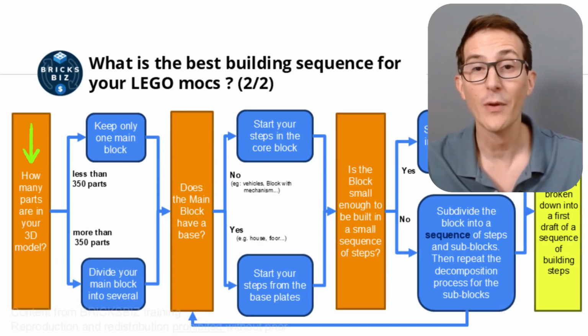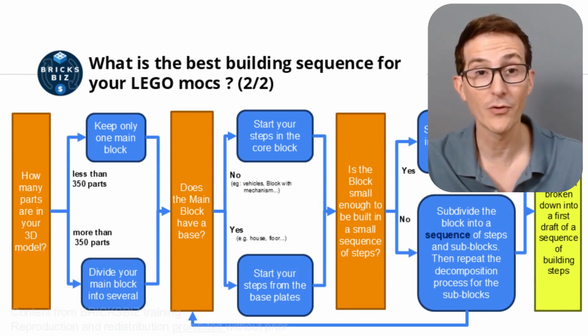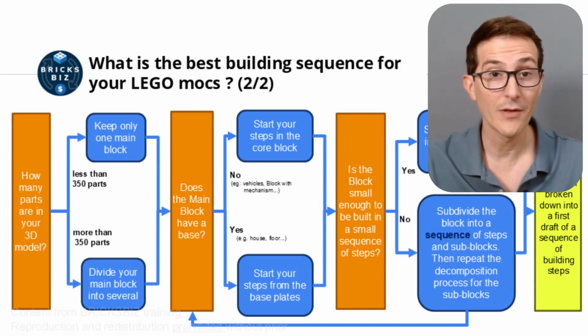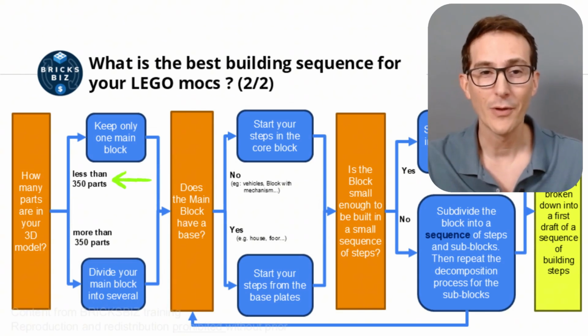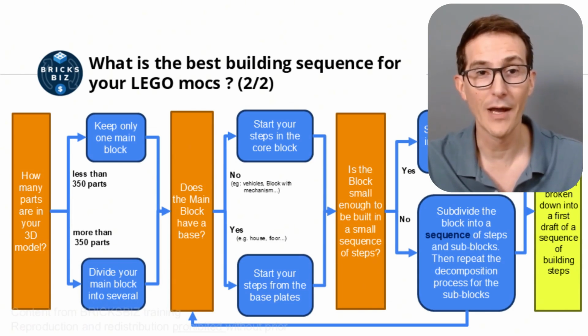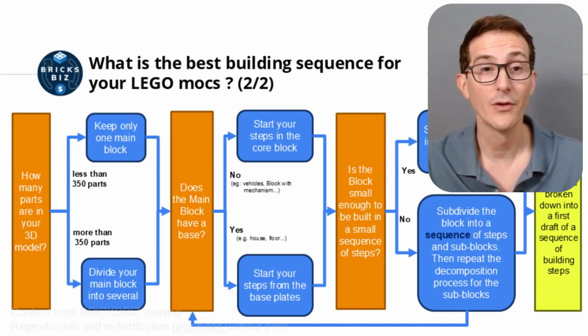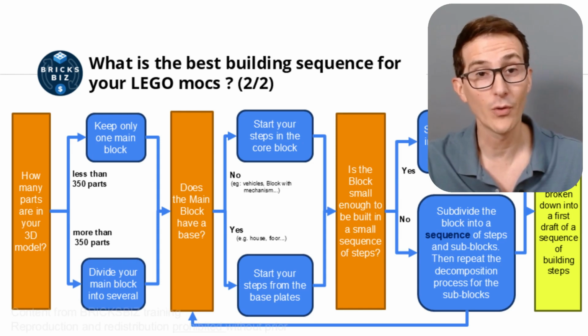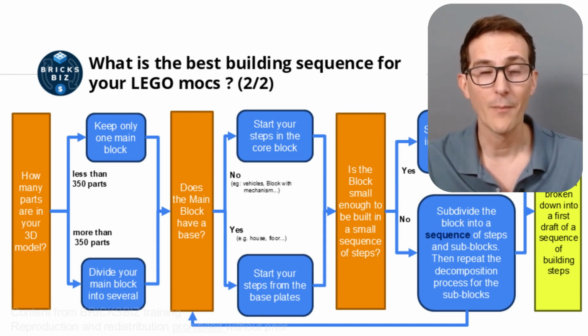The first question to ask yourself is how many parts make up your 3D model. In a very arbitrary way, if your LEGO model is built with less than 350 pieces, it's considered a small LEGO model, and so in the majority of cases, because remember that there's no absolute universal rule, you'll be able to keep just one main block.